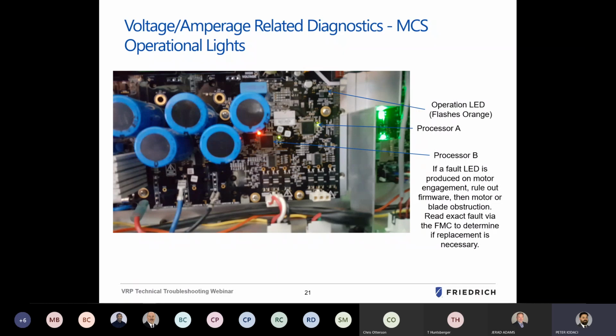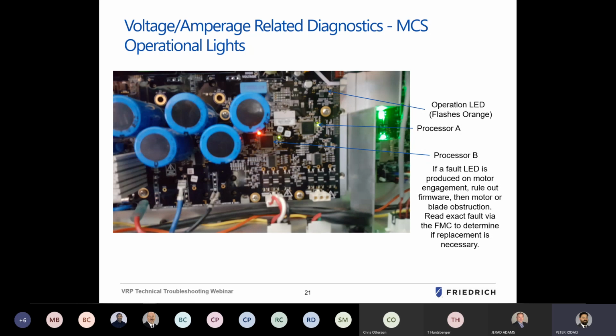So when it comes to motors, the MCS board does have a lot of operational lights. Starting at the top of the MCS board, there is an orange LED that flashes at you to let you know that the 12 volt rail of the MCS board is operational.